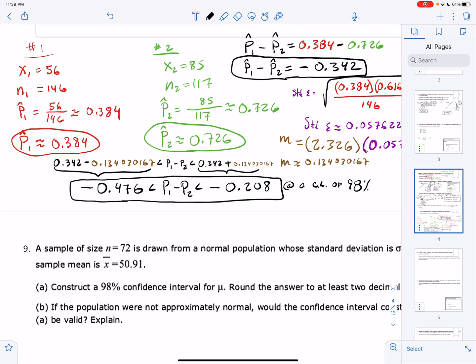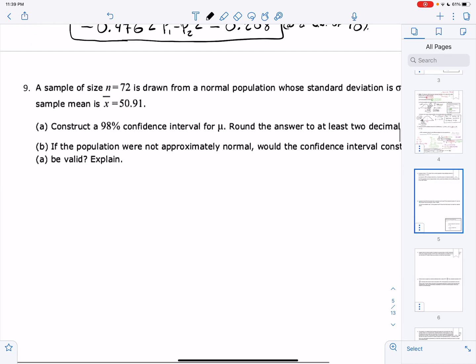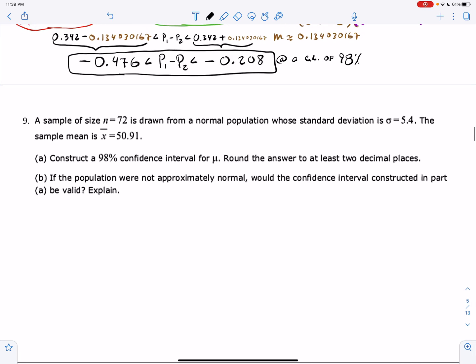Okay, let's take a look at number 9. Number 9 says a sample size of 72 is drawn from a normal population whose standard deviation is 5.4. The sample mean is x bar equals 50.91. Construct a 98% confidence interval for the mu, the population mean. Round the answer to at least 2 decimal places.